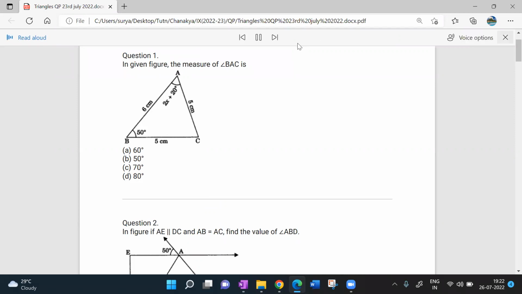Sir, both the sides are equal, so no need to calculate. Look at this here. Both the sides are equal actually. This side and this side are equal. So opposite angles are equal. So this angle will be what now, beta? 50 degrees. That one will be 50, right? Yes, opposite angles will be equal.